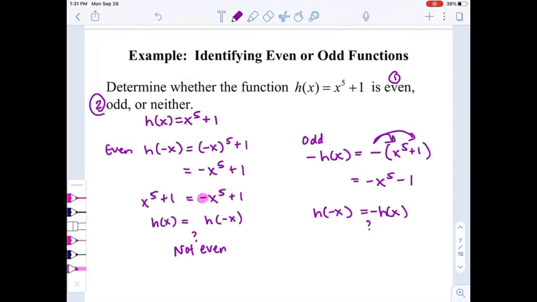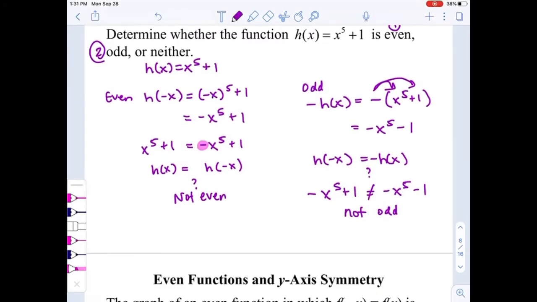Well, h of negative x, we said, was negative x to the fifth plus 1, and now we have negative x to the fifth minus 1, and those are not equal to each other. So that means it's not odd either. Well, if it's not even and if it's not odd, we're going to have a neither. I'm going to keep going.